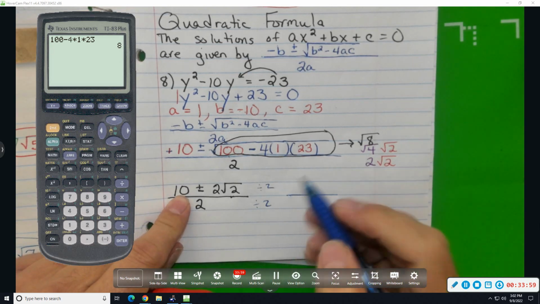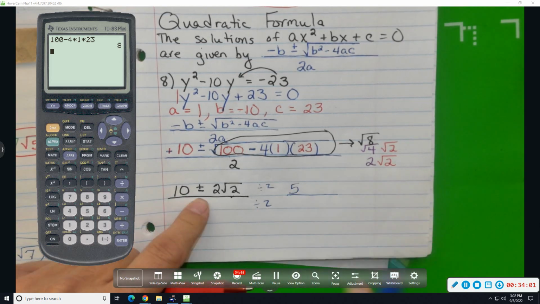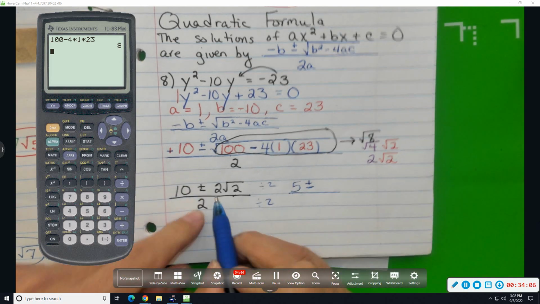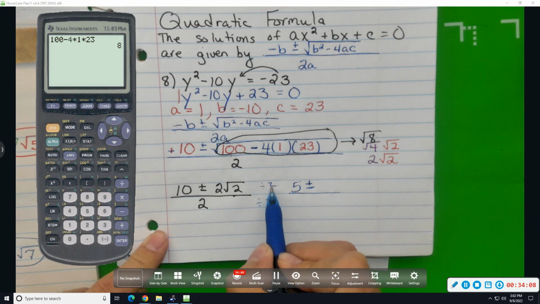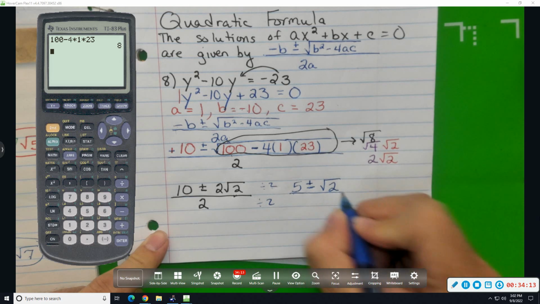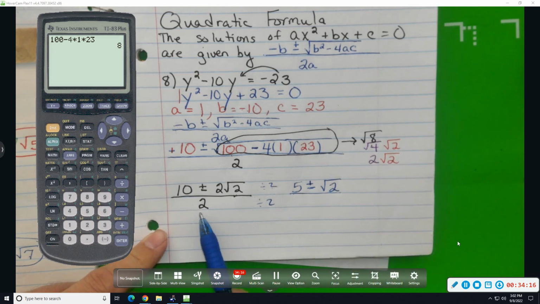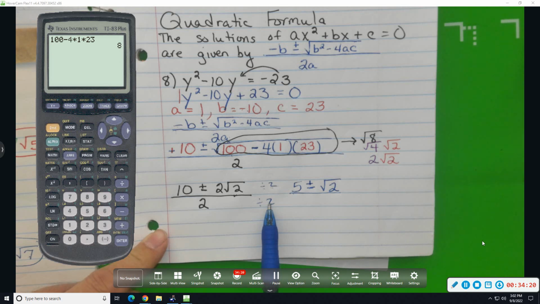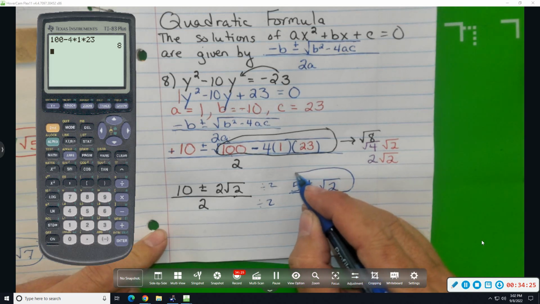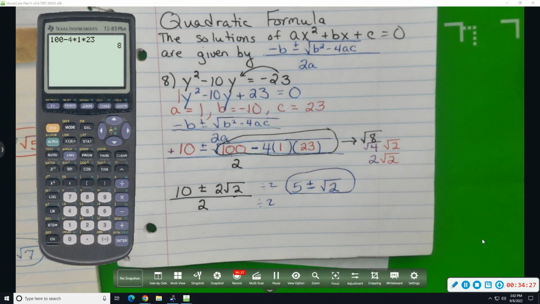10 divided by 2 is 5. Then we have the plus or minus symbol. The 2 divided by 2 is just a 1, so it's gone, leaving a square root of 2. And hey, what do we have on the bottom? 2 divided by 2 is 1. Do I need to write over 1? No. So there's our answer: 5 plus or minus the square root of 2. Y'all see how I divided through there?